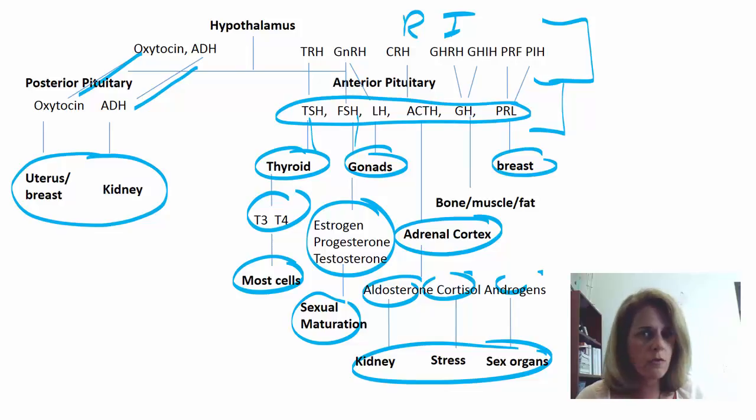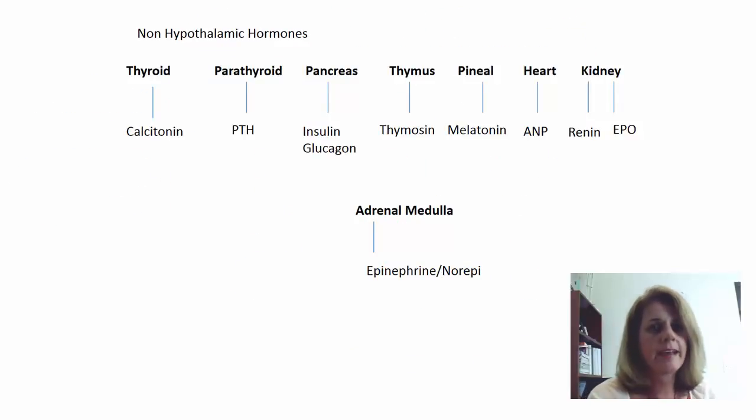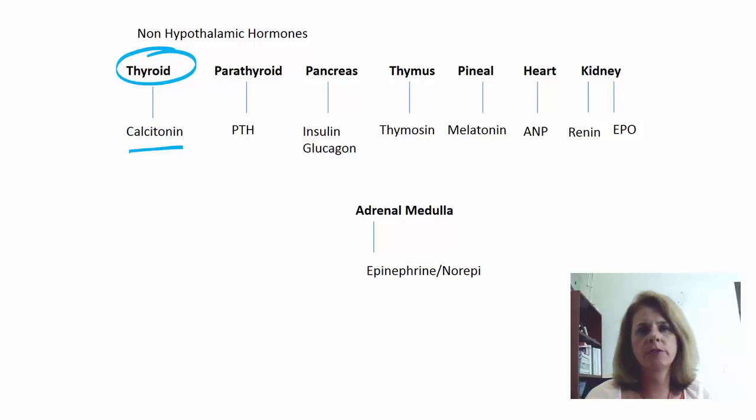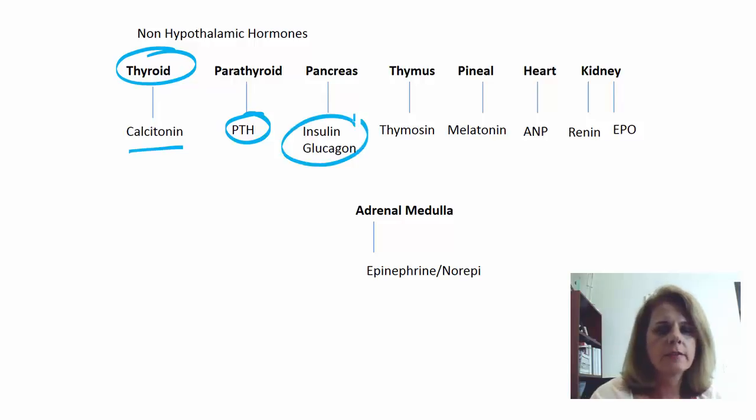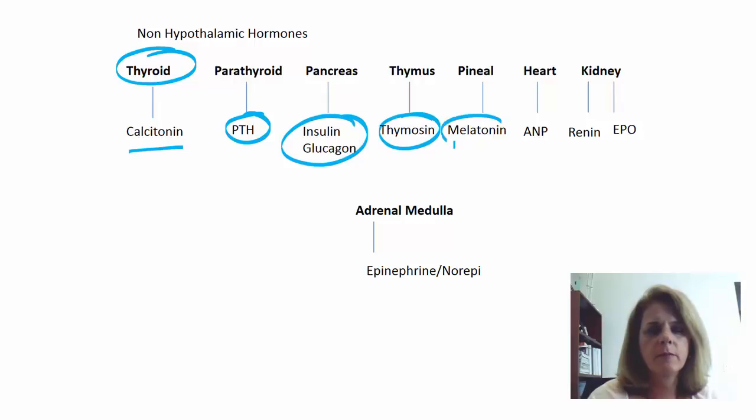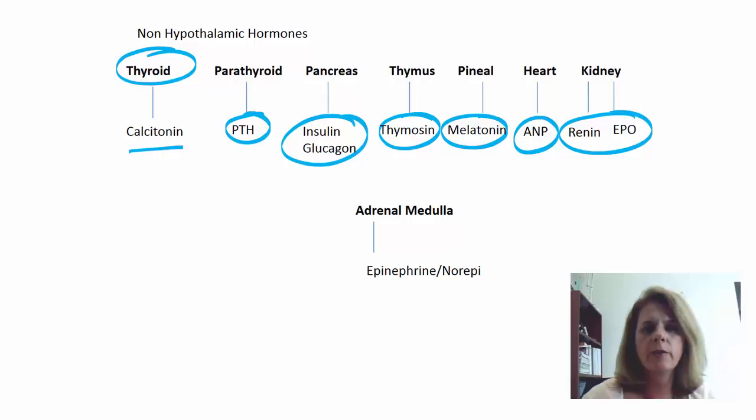Now, remember, every hormone doesn't fit into this tree because every hormone doesn't rely on the hypothalamus or the pituitary gland. Remember that? For example, calcitonin is made by the thyroid, but you don't need the hypothalamus and anterior pituitary for that. Parathyroid hormone from the parathyroid glands, again, no axis of the pituitary and hypothalamus. The pancreas makes insulin and glucagon. The thymus makes thymosin. Pineal, melatonin. Heart, atrial natriuretic peptide. The kidney, renin and erythropoietin.